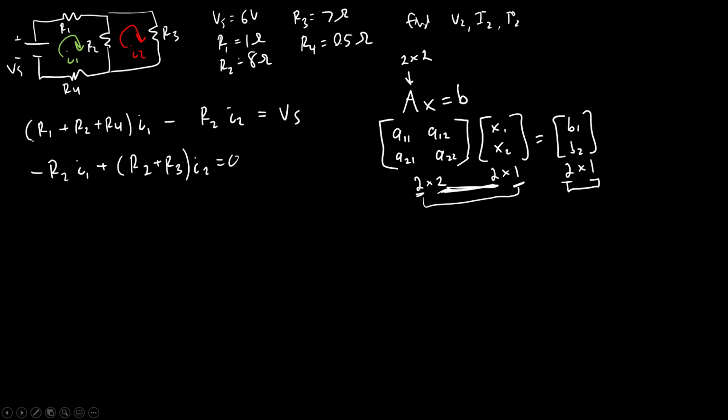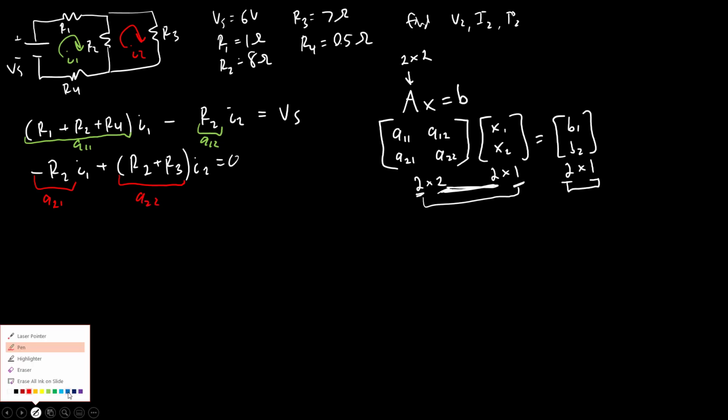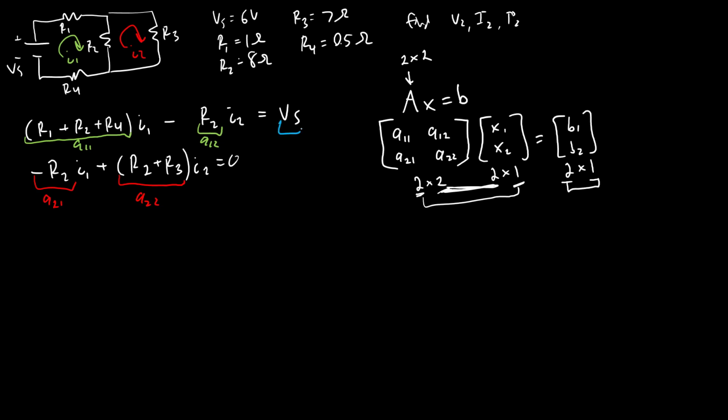And what you'll see here in equation 1 is this coefficient is going to be A11, this coefficient is going to be A12, this coefficient is going to be A21, this coefficient is A22, and then let's use a different color, I don't know, blue over here.